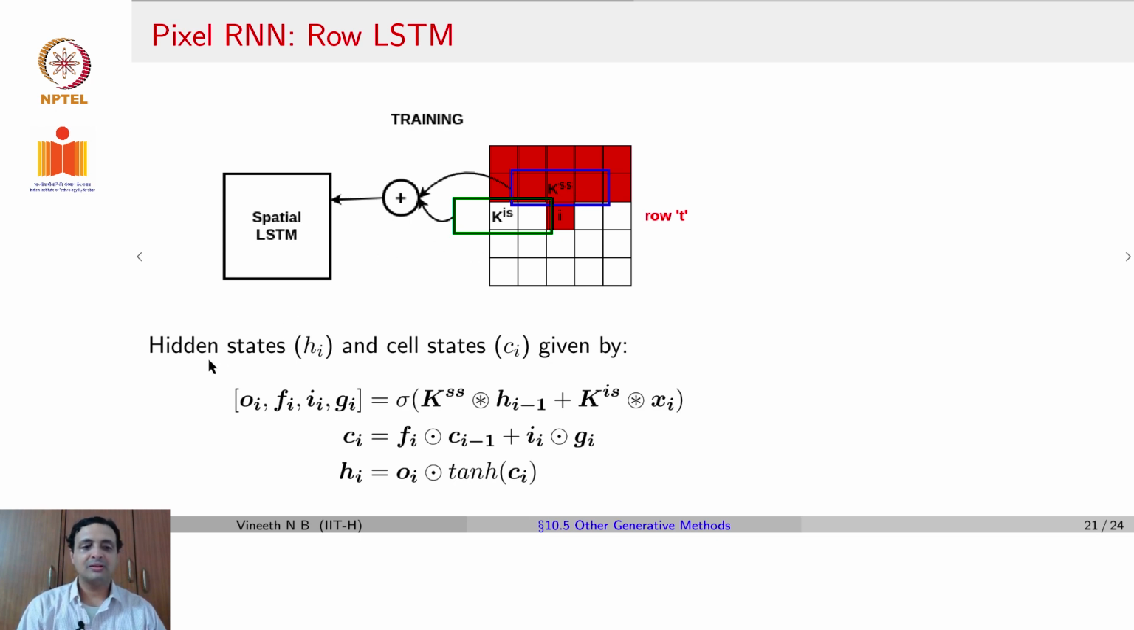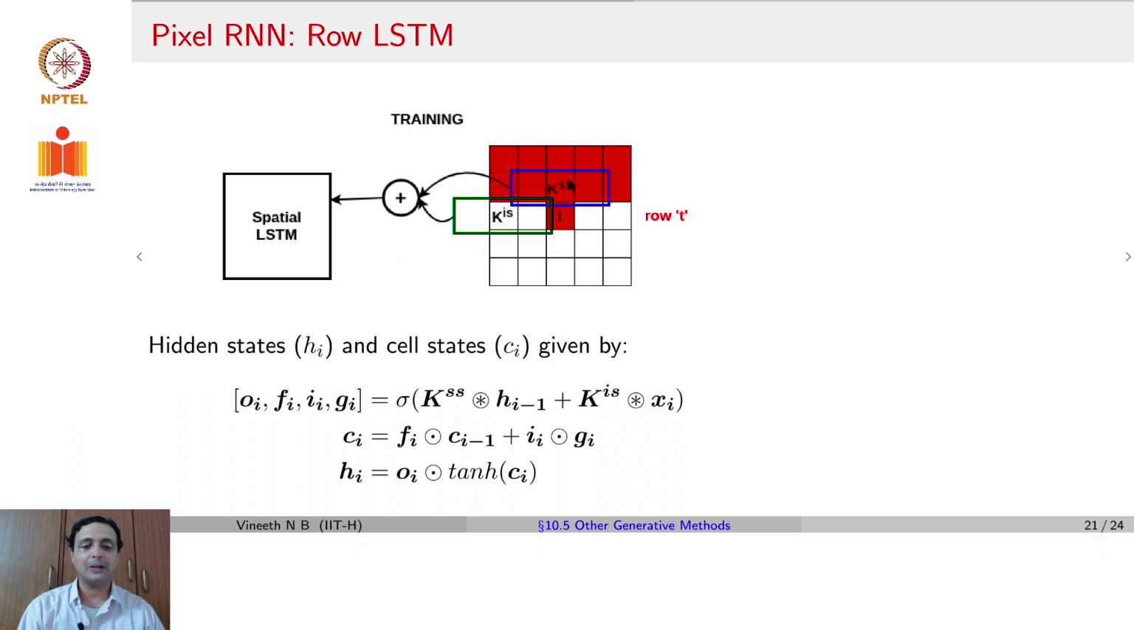So you would have the hidden states and cell states to be given by some weight K_ss into h_{i-1} plus K_is into x_i. A sigmoid of that will give you all your different gates, and the rest of it is very similar to how an LSTM operates. So your inputs are based on your K_is and K_ss.